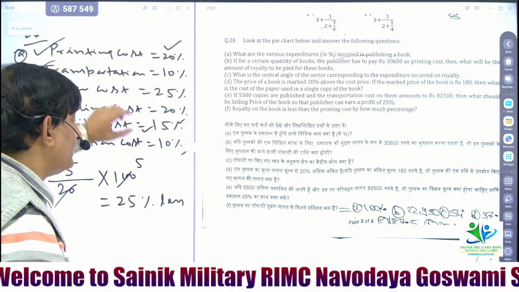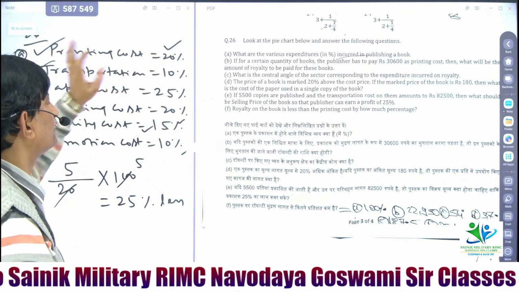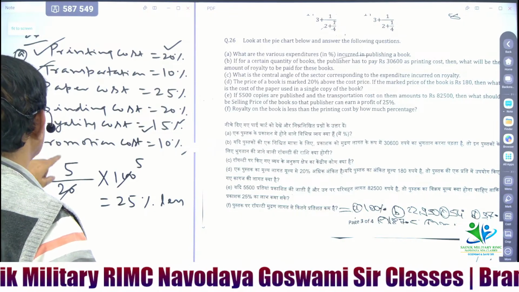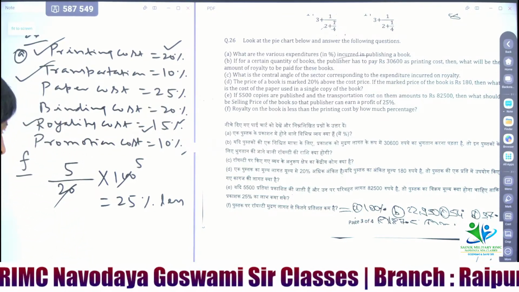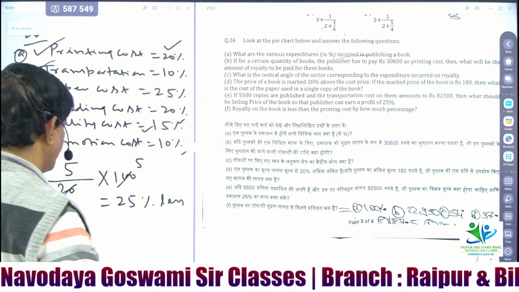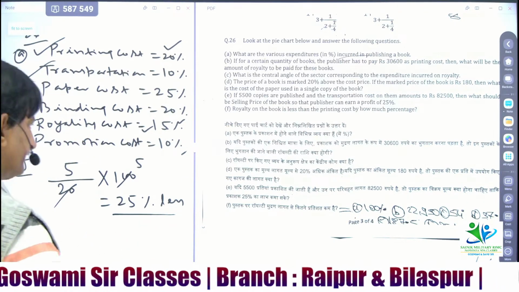How much percent? It is asking how much percent. Here contribution is 20%, here contribution is 15%, difference is 5%, difference divided by original into 100, that is, that should be the answer, 25% less.